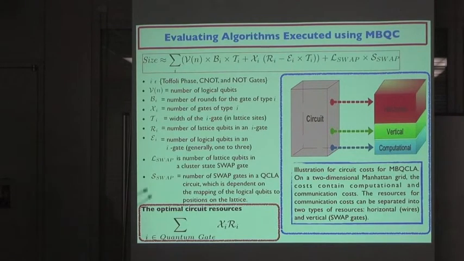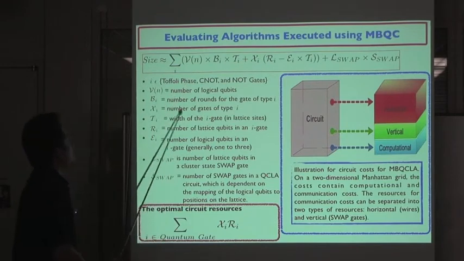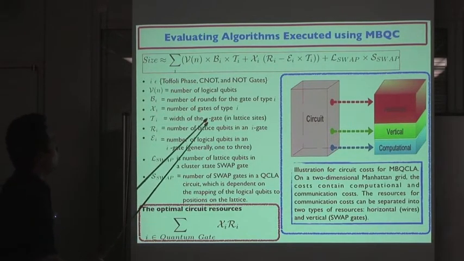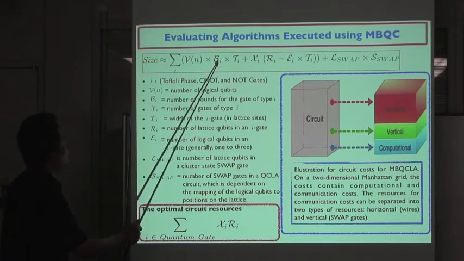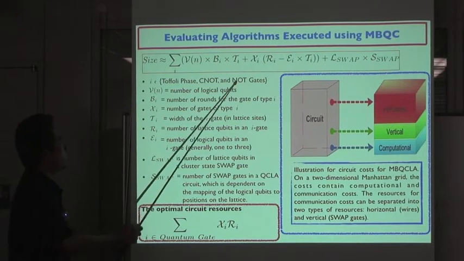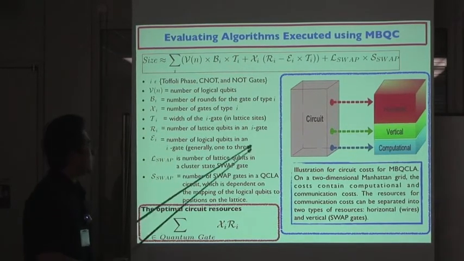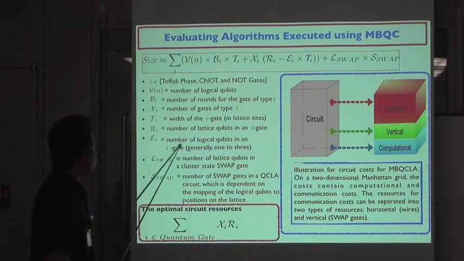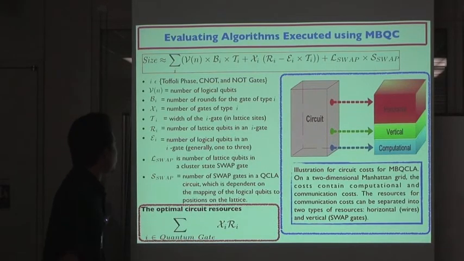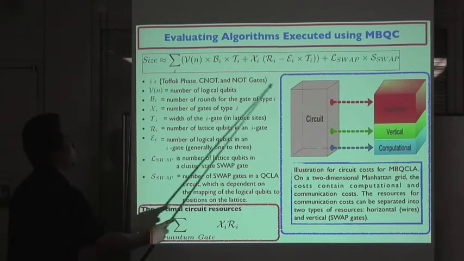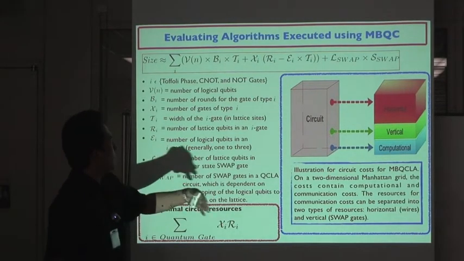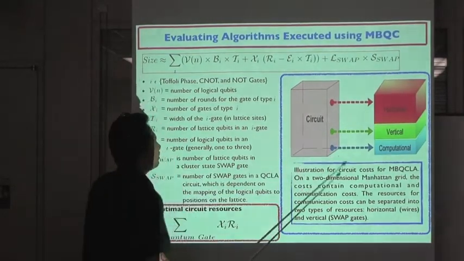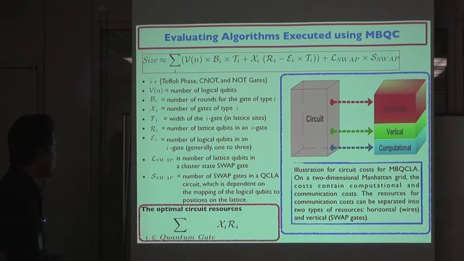And this is the formulation to obtain the size of the circuit. Vn is the number of logical qubits. B is the number of the rounds of the gate of type I. And Xi, number of gates of type I. Ri, number of lattice qubits in an I gate. Ai, number of logical qubits in I gate, generally 1, 2, 3. And this term represents the horizontal resources for the circuit, and the last term represents the vertical resources. And the optimal circuit resources is represented by these equations.